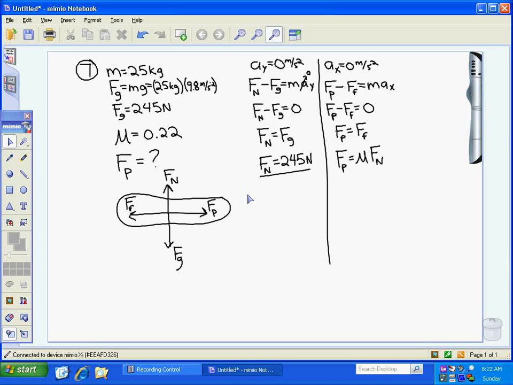It gets plugged in. So the pushing force is going to be equal to 0.22 times my f sub n, 245 newtons, or the pushing force equals, multiply that out, 53.9 newtons. Now, we will only be given 2 sig figs on this, so my final answer will be pushing force is equal to 54 newtons. And that's it.